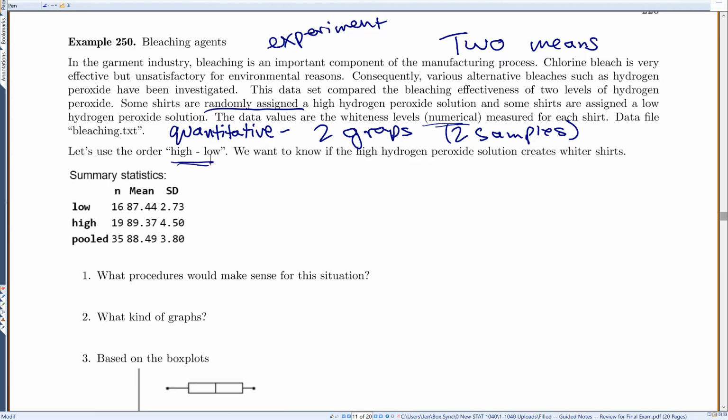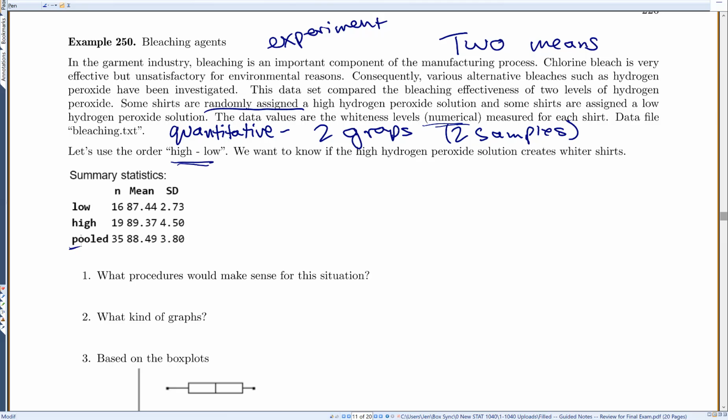Here's our summary statistics. So in the low group, there were 16 shirts. Here's your mean and SD for the low group. For the high group, 19 shirts. Here's your mean and your SD. And then the applet by default will put in this pooled. That just puts everything into one pool and finds the sample size for everything, the mean for everything, the SD for everything.